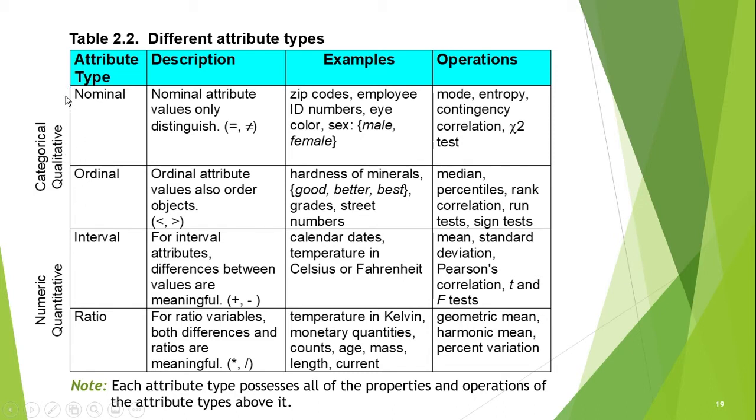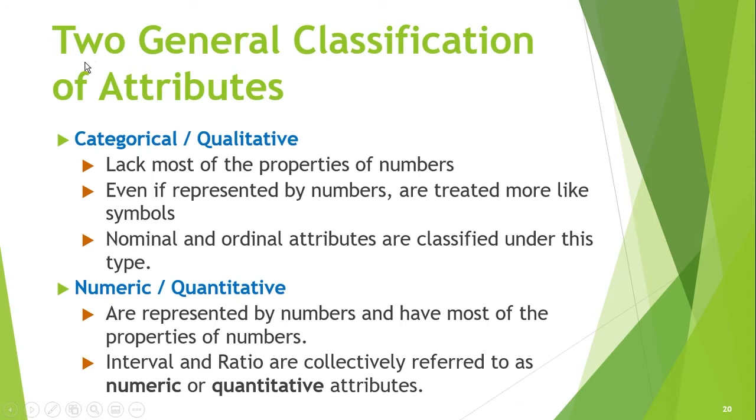Yung nominal and ordinal, they are categorical or qualitative. Dito naman, interval and ratio, numeric and quantitative. Yun yung 2 general classification of attributes. Yung isa nga yung categorical or qualitative attributes. This means lack most of the properties of numbers. So, di numerical. More on quality rather than numbers. Even if represented by numbers, they are treated more like symbols.